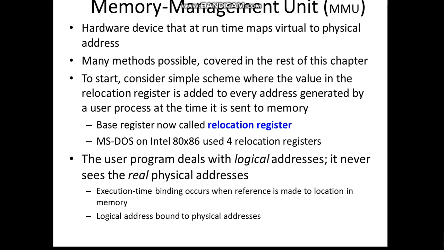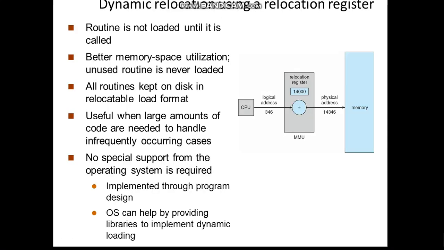We'll now look at something called the memory management unit, which is hardware. At runtime it maps the virtual address to the physical address, that is, it maps the logical address to the physical address. It makes use of a base register, which is now called a relocation register. How it converts the virtual address into the real physical address, we'll see here. This is called dynamic relocation using a relocation register. The relocation register is nothing other than the base register, as we have already seen in one of the previous diagrams.